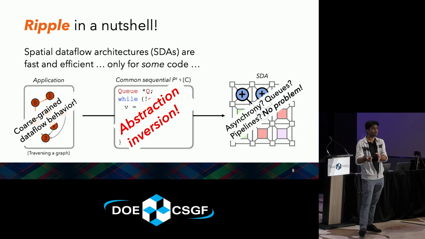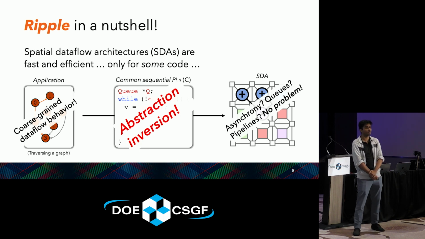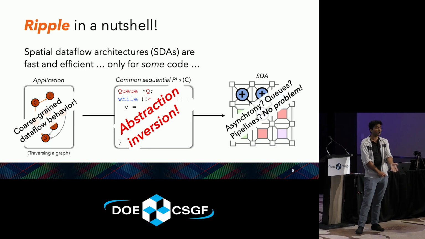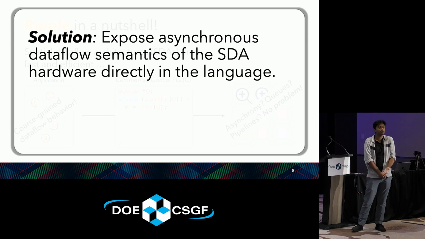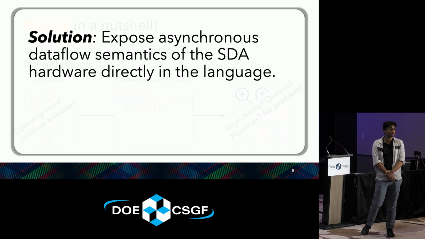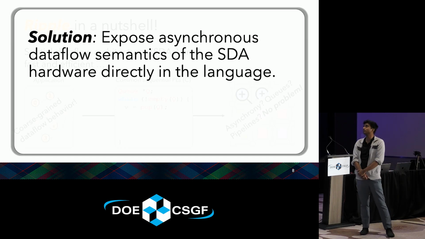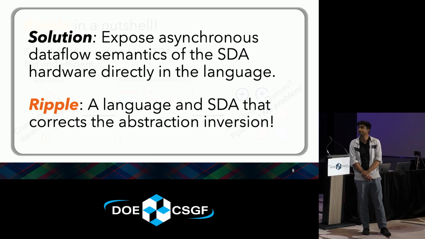This we call an abstraction inversion. We have a model of the hardware that's doing data flow. We have a model of the application that's doing data flow. And the software loses all of that information when we compile it down to the hardware. So our solution here was we want to just expose the asynchronous data flow semantics of the spatial data flow hardware directly in the language. And Ripple does this. It's a language and an architecture that corrects this abstraction inversion.